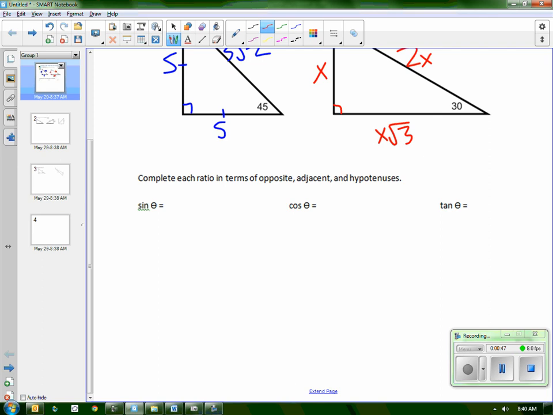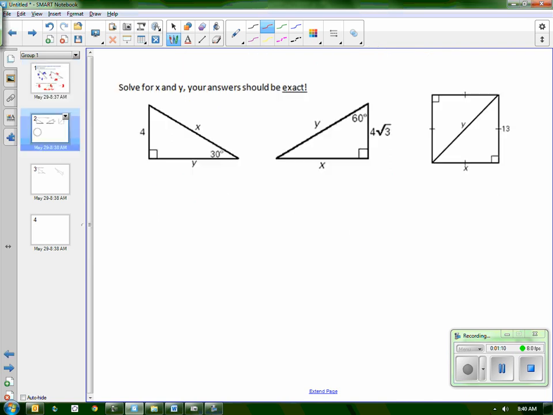If you remember your trig ratios, sine is opposite over hypotenuse, cosine is adjacent over hypotenuse, and tangent is opposite over adjacent. The way people remember this, SOHCAHTOA, if that helps: opposite over hypotenuse is sine, adjacent over hypotenuse is cosine, opposite over adjacent is tangent. So those are your trig ratios.